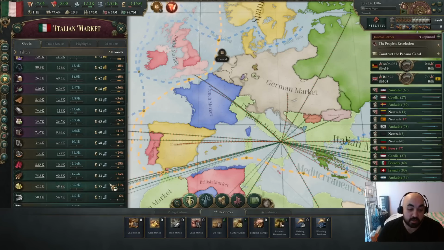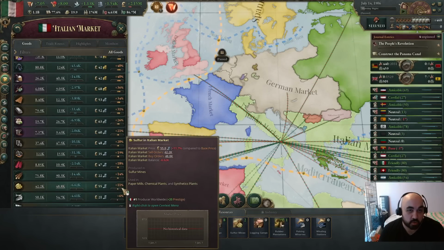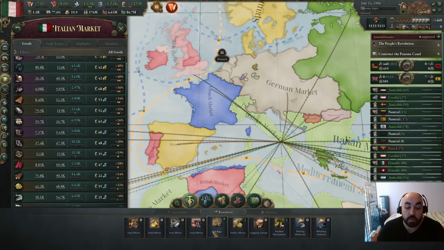Pretty much until you start running a shortage. You never want to run a shortage of goods, so you don't want to export it. Okay, and then finally we have oil.